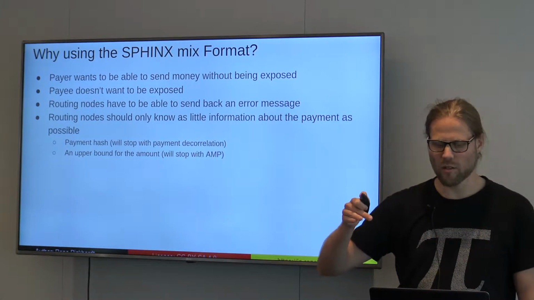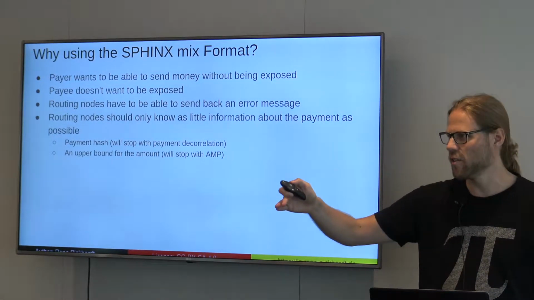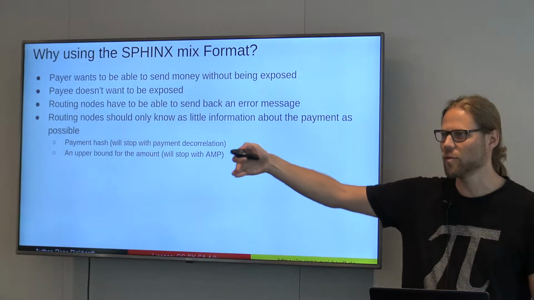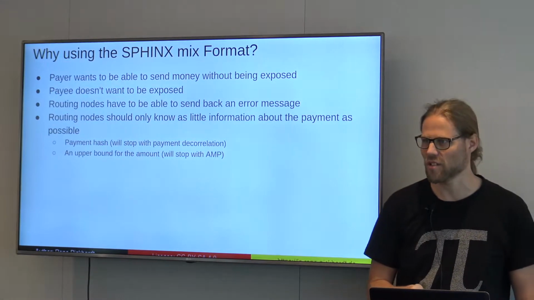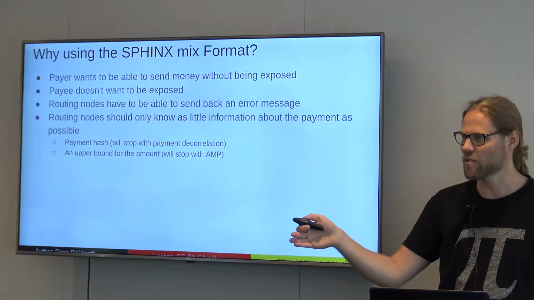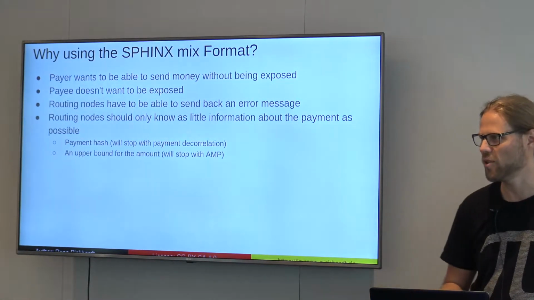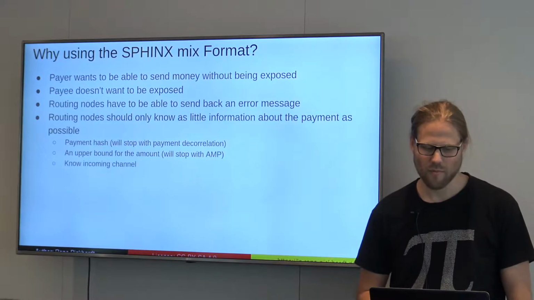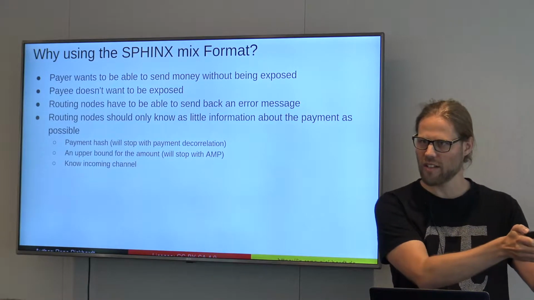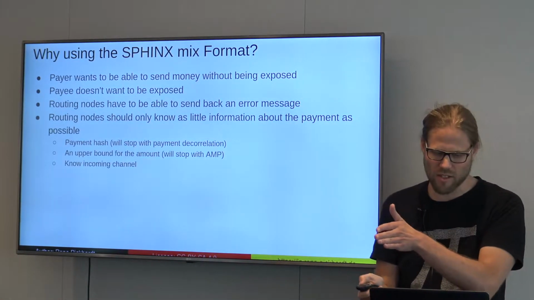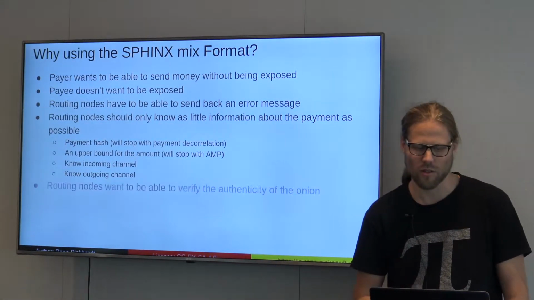And the routing nodes only know an upper bound for the amount that is being paid, right? If I forward a certain amount, I know that the actual payment is lower because there are still future routing fees included in this amount. But this would also stop when we have atomic multipath routing, because then I only know that this is a certain payment, but there might be other payments on other routes going to this. So I don't even know the upper bound of the payment. What they know is the incoming channel, where the payment is coming from. So not the original sender necessarily, but just my channel on which the payment is coming in, and the outgoing channel on which I should forward the payment. Everything else they don't know.